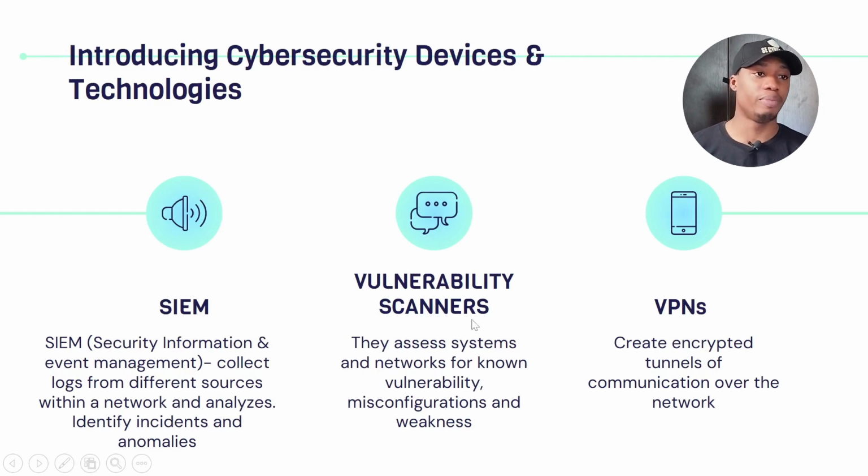Okay. Then we have vulnerability scanners. These vulnerability scanners assess networks and systems for known vulnerabilities, misconfigurations, and weaknesses. So for example, Microsoft could tell you, please update your computer right now because there's a vulnerability, there's a mistake we made in the coding or in the patching. And if you don't patch it, or if you don't update your system, hackers will gain access through that mistake we made. So you need to update that particular vulnerability. But if you don't have these vulnerability scanners, you might not know.